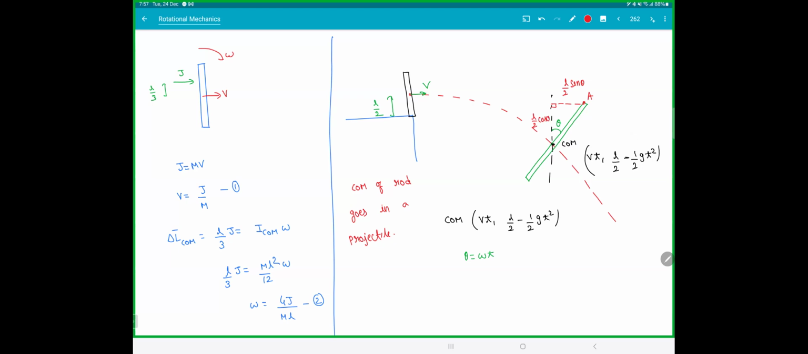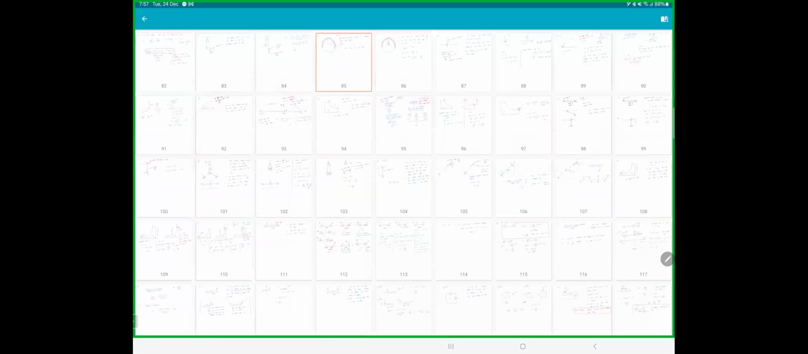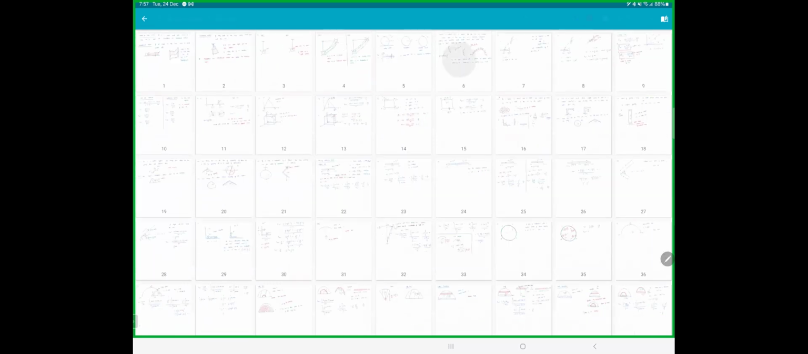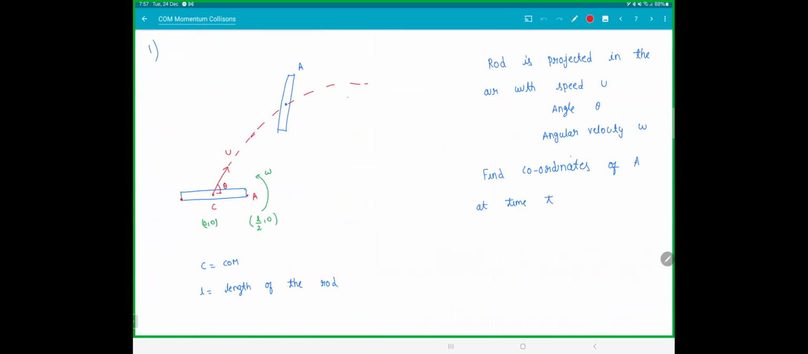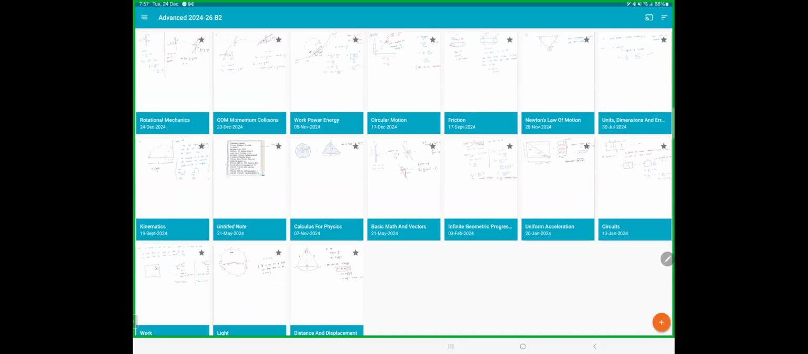Do you guys remember this question where we did momentum, first question? Didn't we do something similar here? Projectile motion of the center of mass, and the rod's rotation, circular motion. And this is where I told you this is how the chapter starts. Center of mass was the starting point.